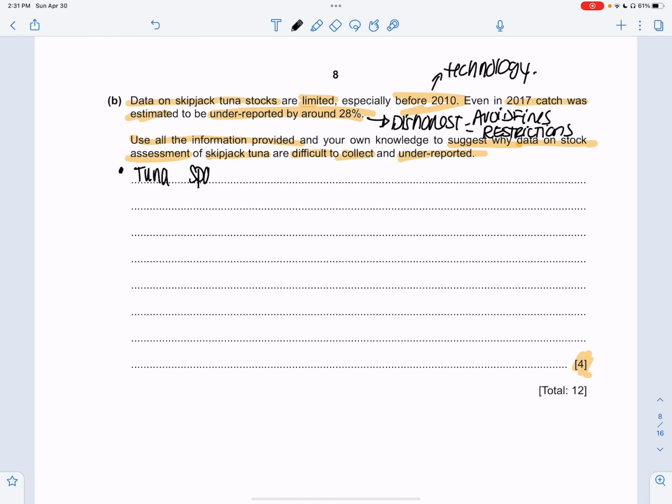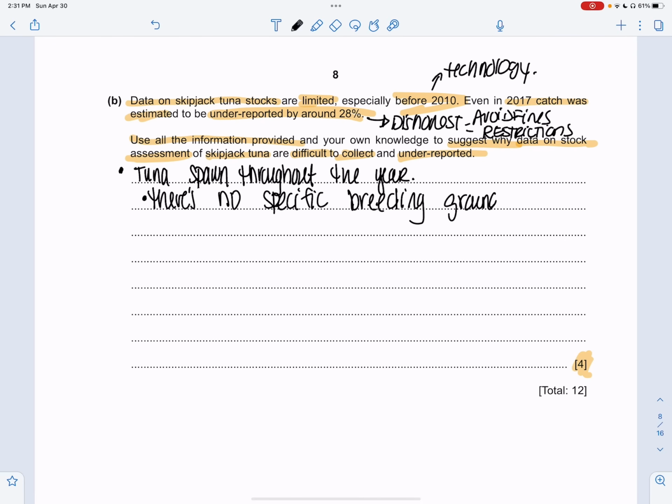So the tuna spawn or reproduce throughout the year. Within that, there is no specific breeding ground. So that's going to make it difficult to monitor.